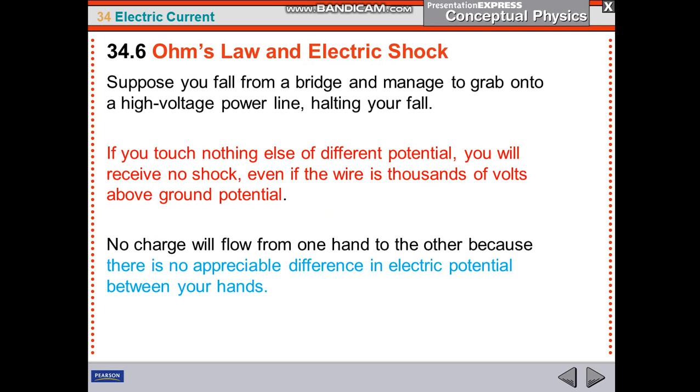Suppose you fall from a bridge and manage to grab onto a high voltage power line, halting your fall. If you touch nothing else of different potential, you will receive no shock, even if the wire is thousands of volts above ground potential. If there is no contact with the ground by holding a single high voltage wire, there will be no electric shock because there is no difference in potential. No charge will flow from one hand to the other because there is no appreciable difference in electric potential between your hands.